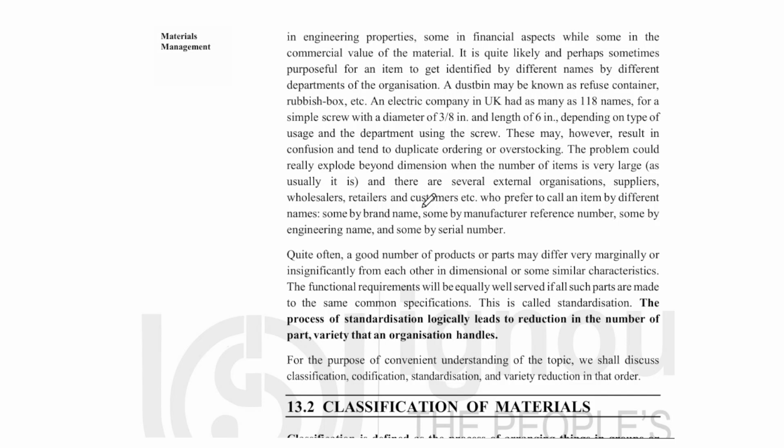And it is quite likely, and perhaps sometimes purposeful, for an item to get identified by different names by different departments of the organization. A dustbin may be known as refuse container, rubbish box etc. An electric company in UK had as many as 118 names for a simple screw with a diameter of 3 by 8 inch and length of 6 inch, depending on the type of usage and the department using the screw. And these may result in confusion and tend to duplicate ordering or overstocking.